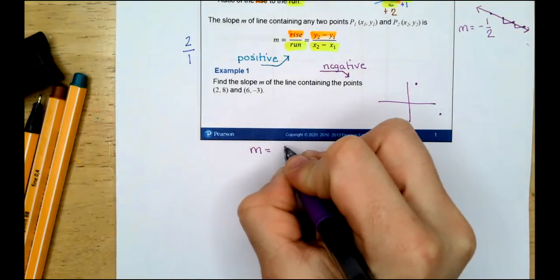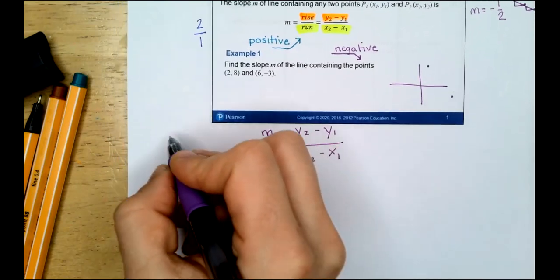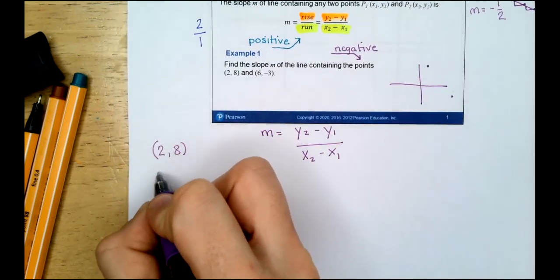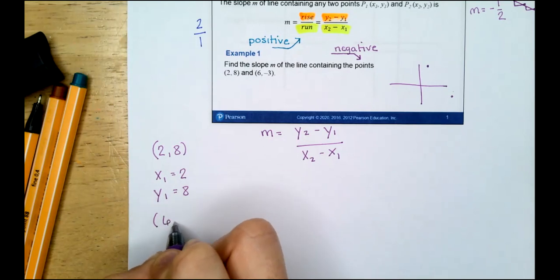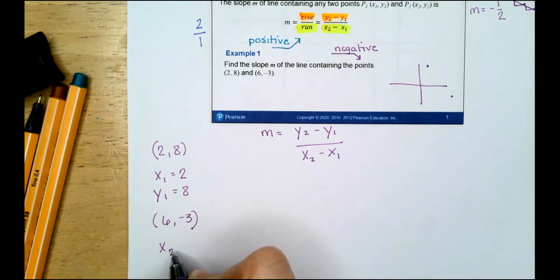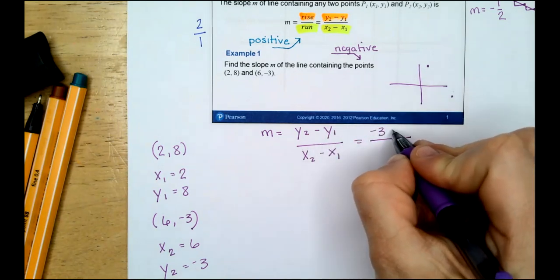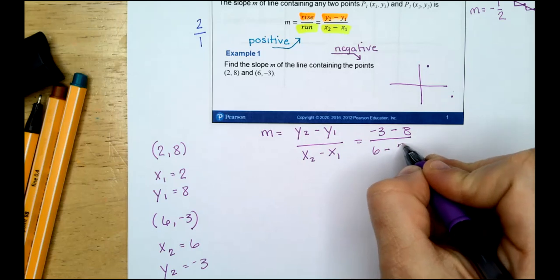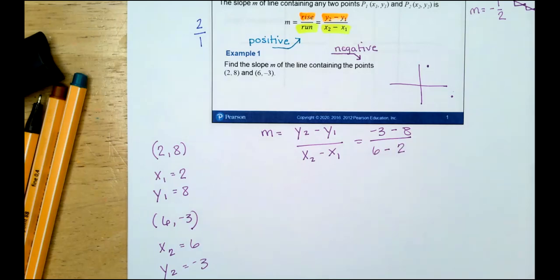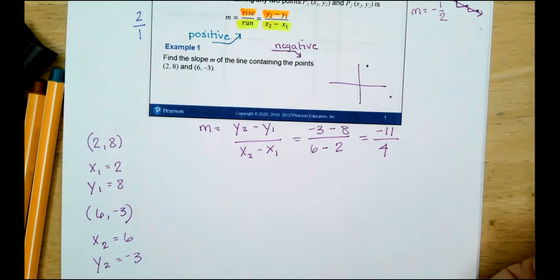So our equation is m equals y2 minus y1 over x2 minus x1. Our points are (2, 8), so x1 is 2, y1 is 8. The other point is (6, -3), so x2 is 6, y2 is -3. So we have -3 minus 8 over 6 minus 2. -3 minus 8 is going to be -11, and then 6 minus 2 is 4. So -11/4 is our slope.